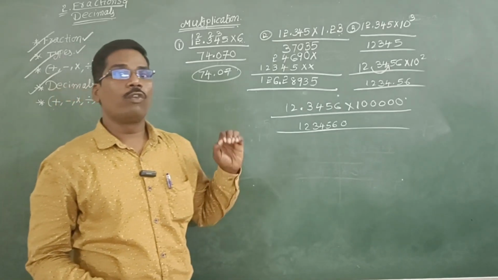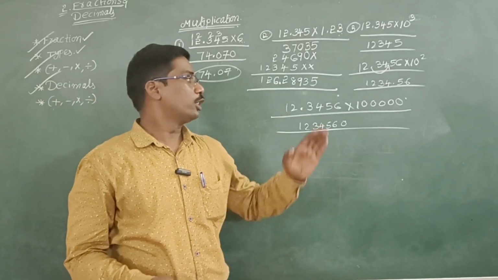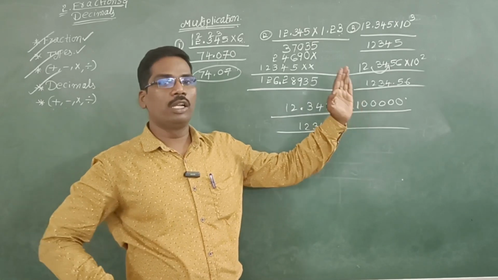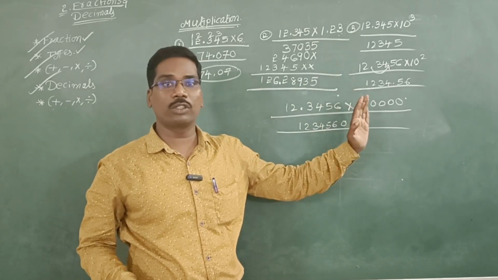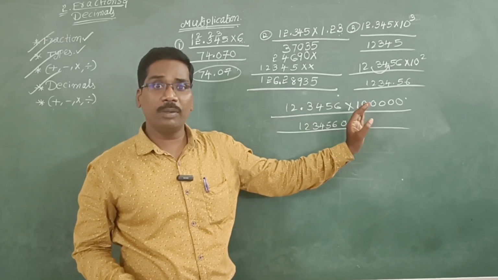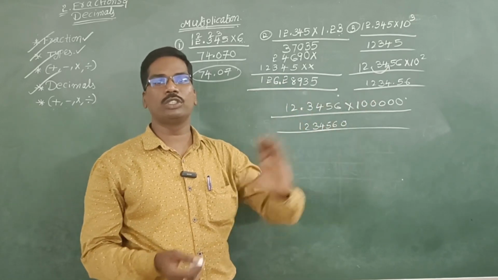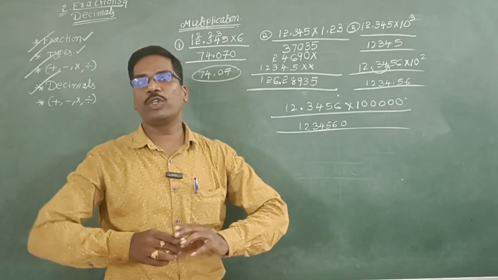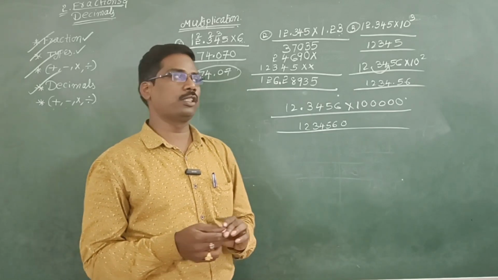So this is one very important shortcut. If you multiply with 10, 100, 1000 or 10,000, just move the point from left to right. As many zeros as there are, that many places you just move it. If you move it, you will get the correct answer.